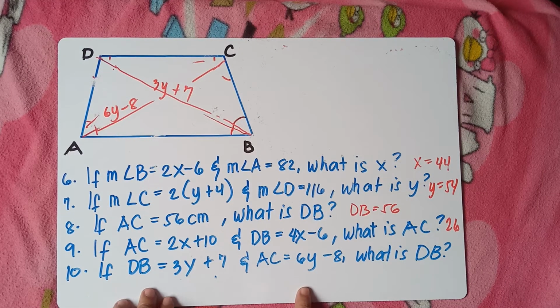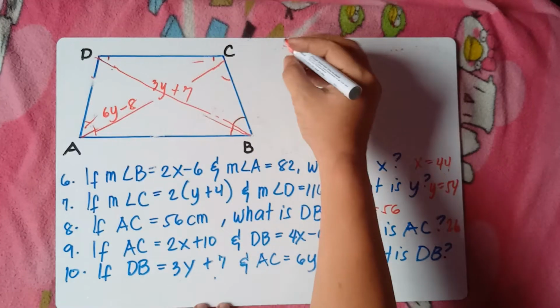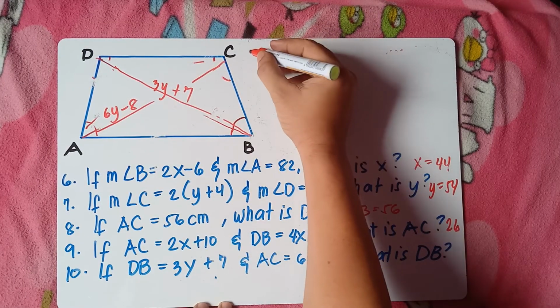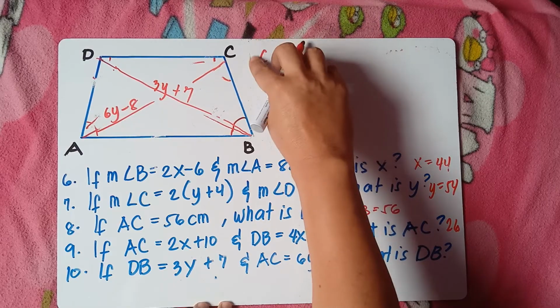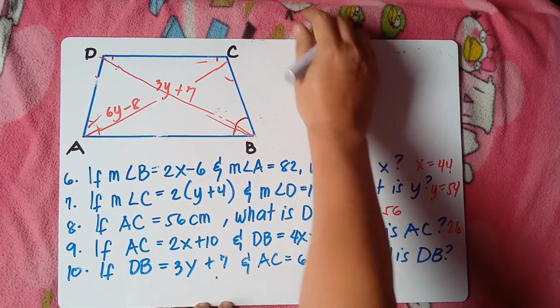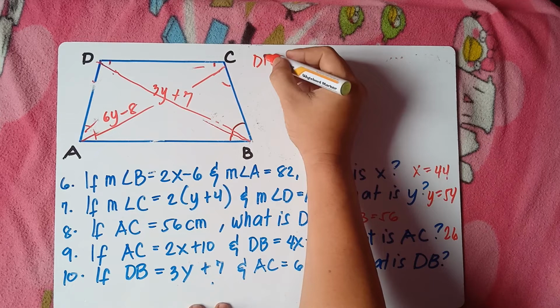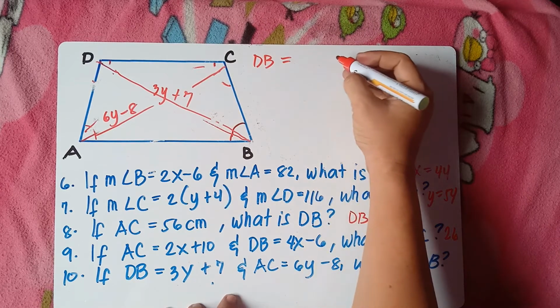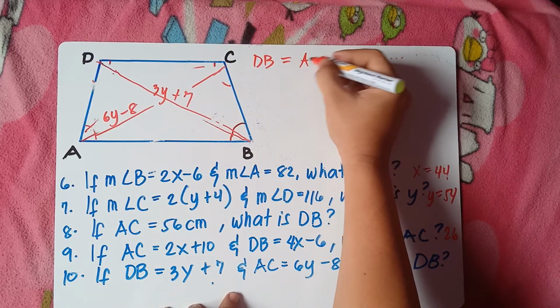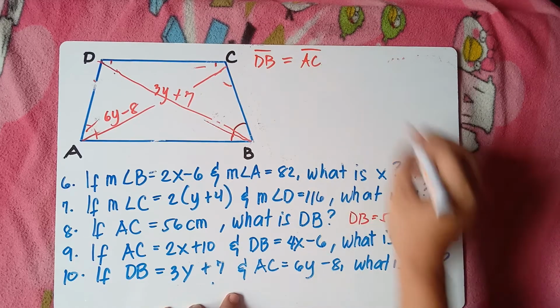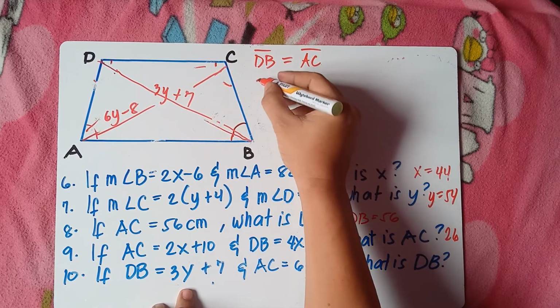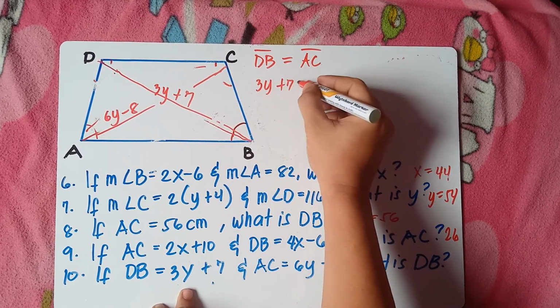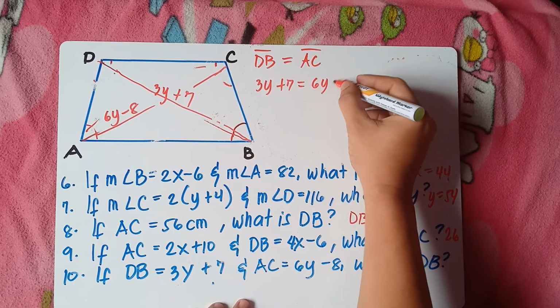So DB is 3y plus 7. AC is 6y minus 8. So once again, equate this one because they have the same measure. So we can write that DB is congruent to, or is equal to AC. Line DB is equal to line AC. DB is 3y plus 7 equals AC is 6y minus 8.